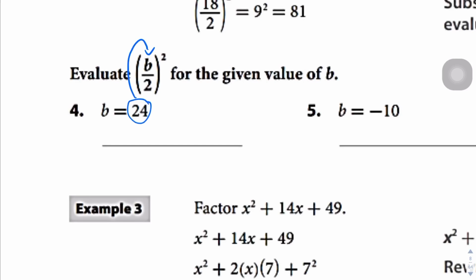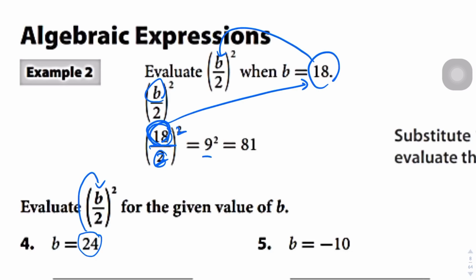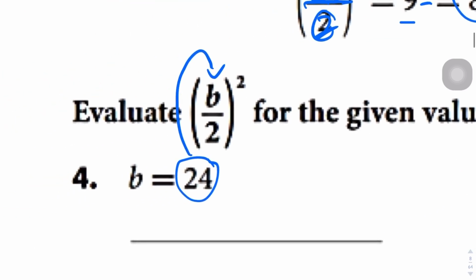Okay, so in this case, or let me go through the example first. Maybe we should have done that. So b equals 18, so you're going to plug that in here, and so instead of b, you're going to plug in 18, right? Because that's where we get that. So 18 divided by 2 squared, right? 18 divided by 2 is 9, and then you're going to square that, so 9 squared is 81.